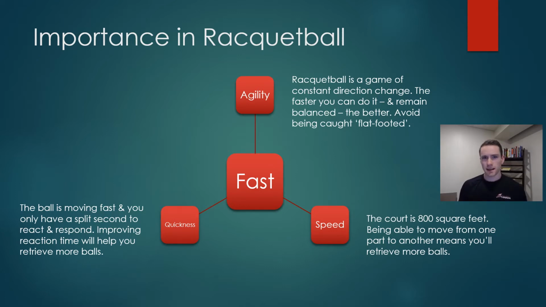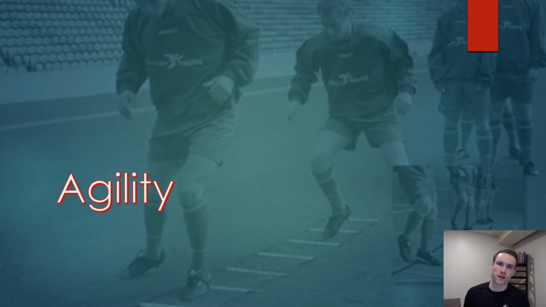And then speed. The racquetball court is 800 square feet. It's 40 feet by 20 feet, and that's a lot of ground to cover. So the faster that you can move between the different points throughout a rally is going to help you retrieve more balls and become a better racquetball player. So the way I've got this structured is we are going to look at some drills for each one of those 3 components.